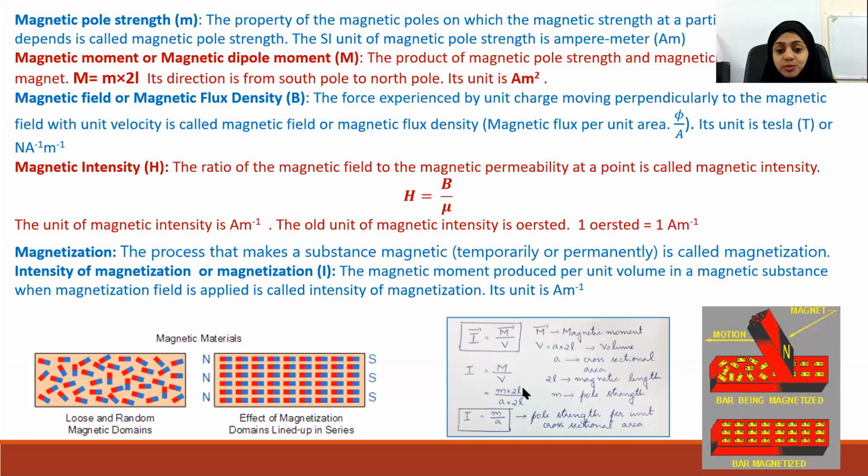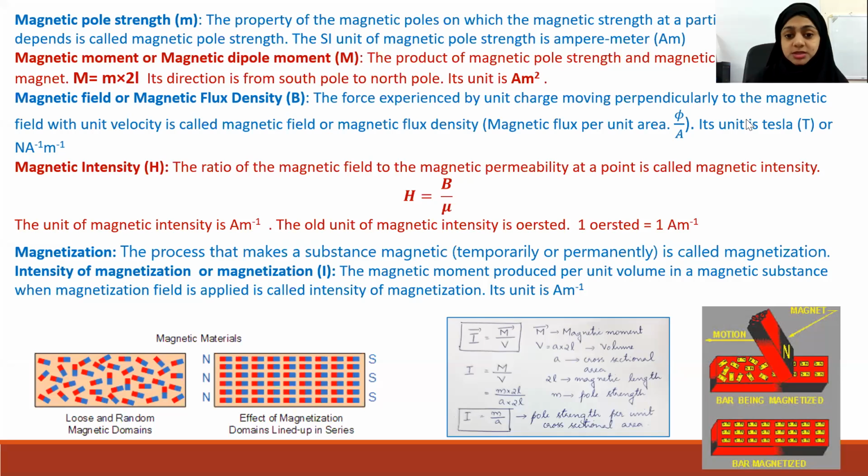So area into 2L. So both 2L get cancelled. So we will get another equation for intensity of magnetization. That is I is equal to pole strength per unit cross-sectional area. So you can find the intensity of magnetization either as magnetic moment per unit volume or as the pole strength per unit cross-sectional area. So will you remember this equation? Is it clear? Clear.